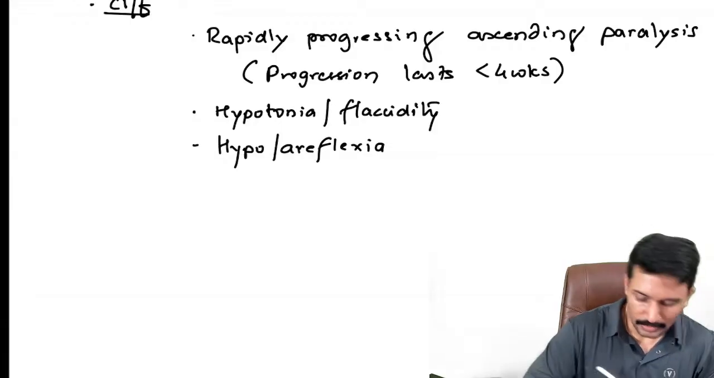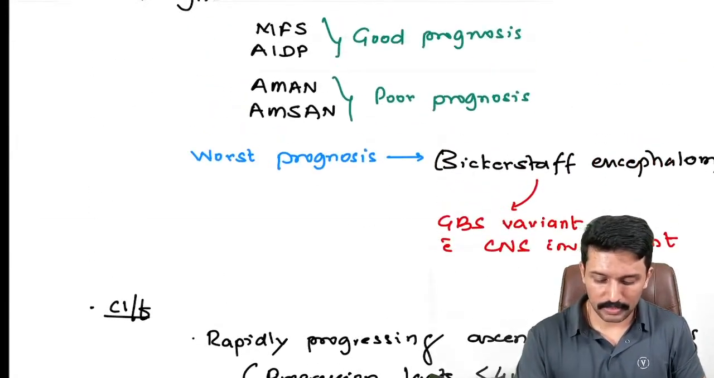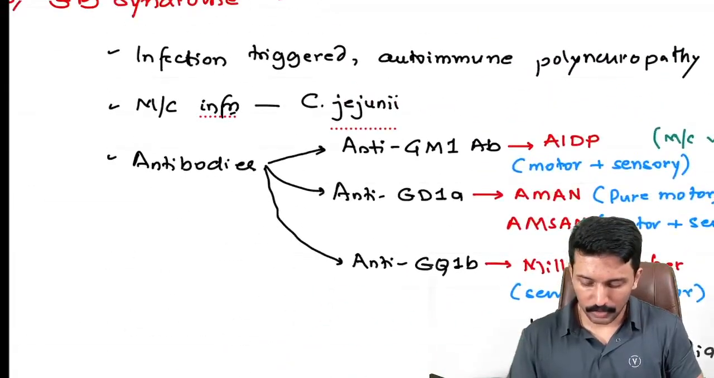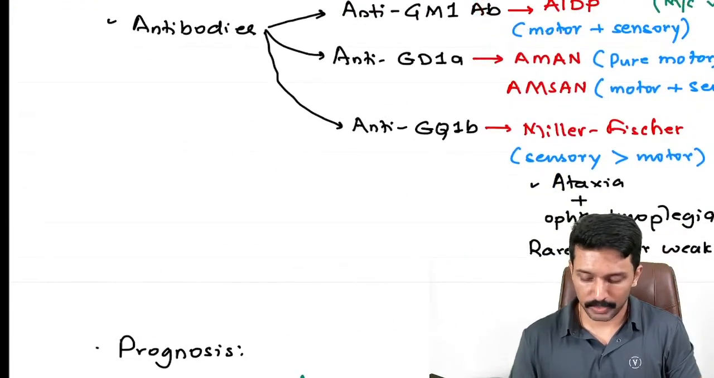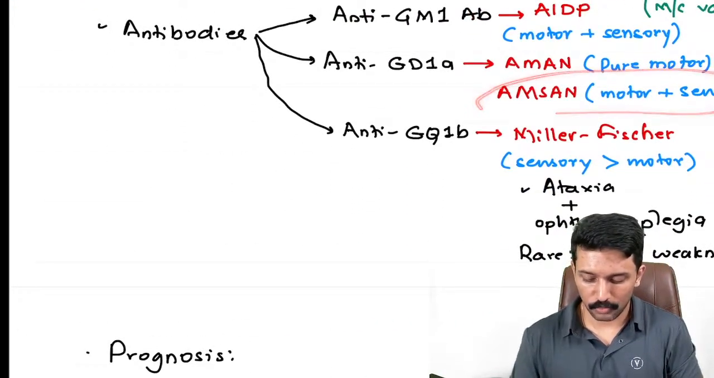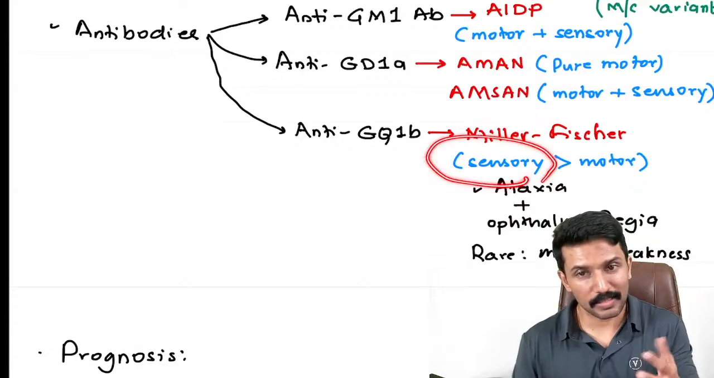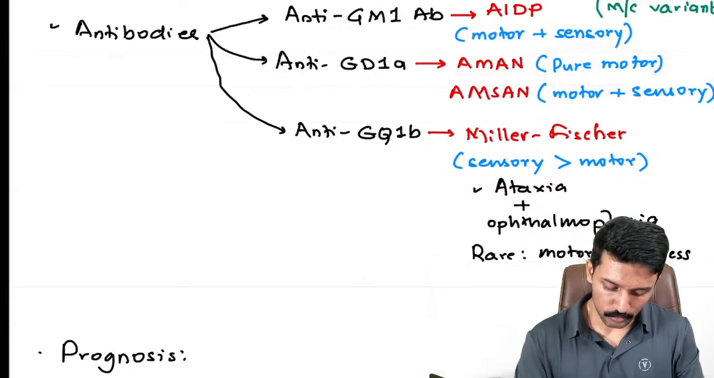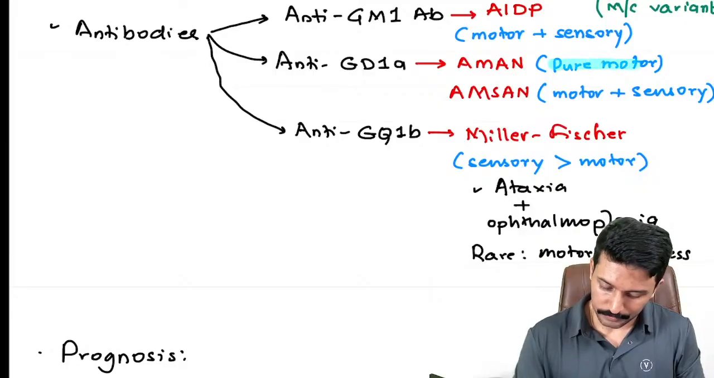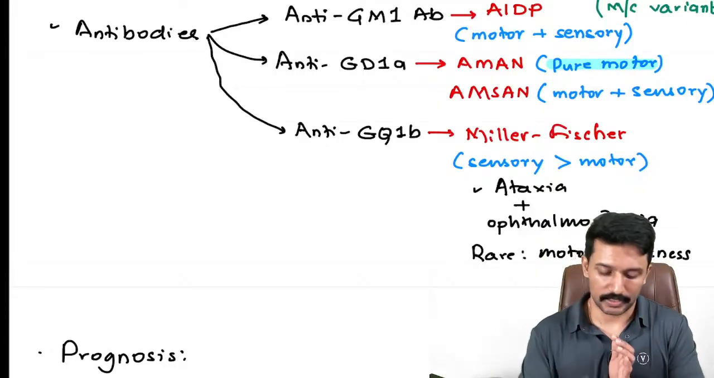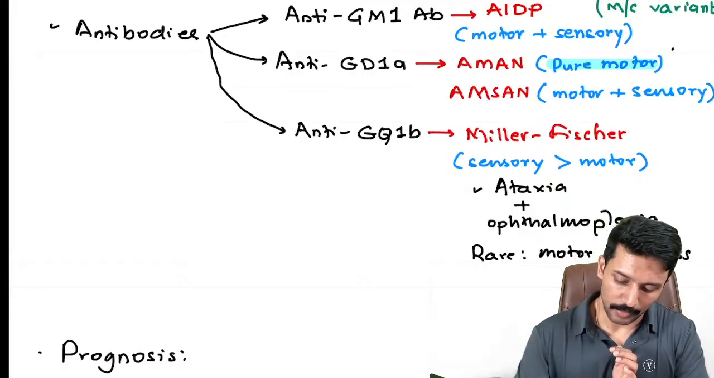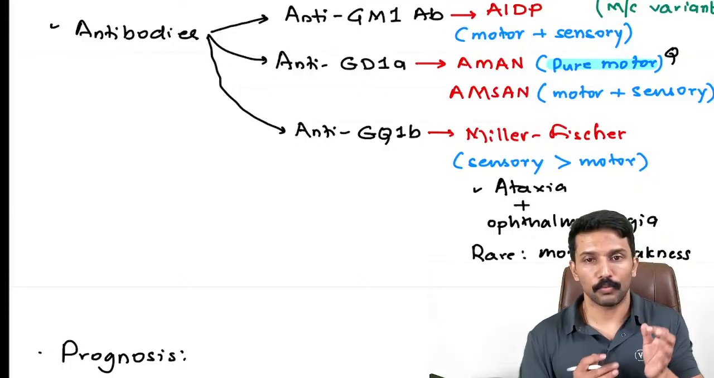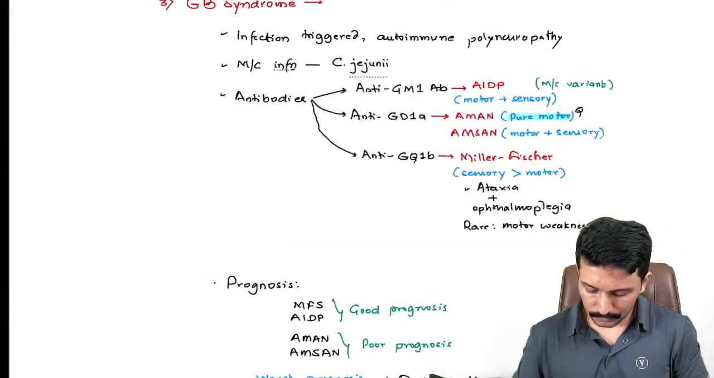Sensory involvement is usually there in some variants, not in others. Like AIDP, we have sensory involvement. AMSAN, we have sensory involvement. Miller-Fisher, so predominantly sensory it is. But AMAN is pure motor, where there is no sensory involvement. It's a pure motor variant. That's again an important potential MCQ point. Which one is a pure motor variant?